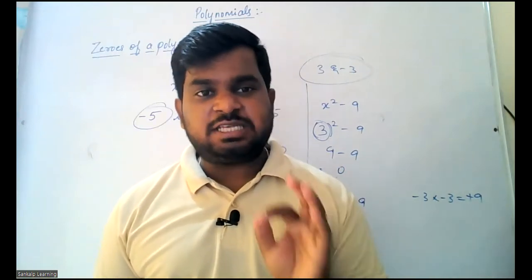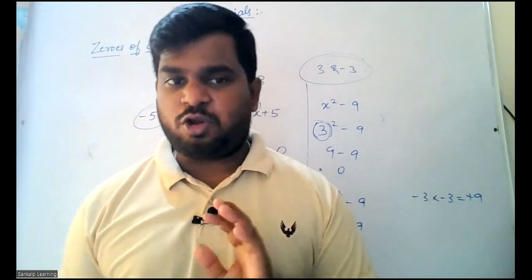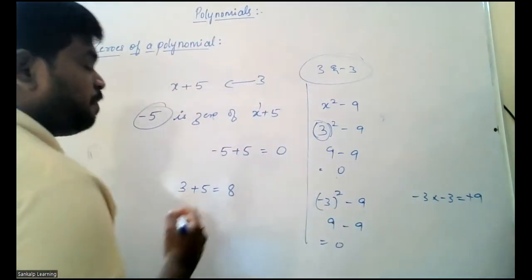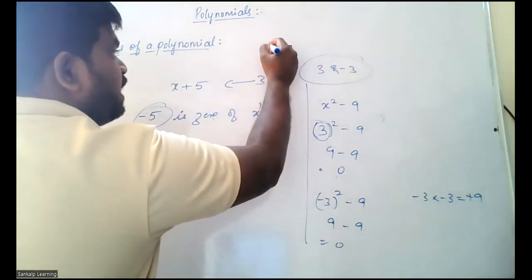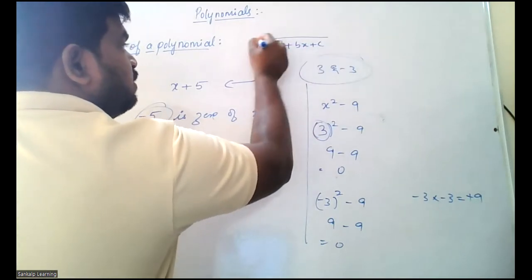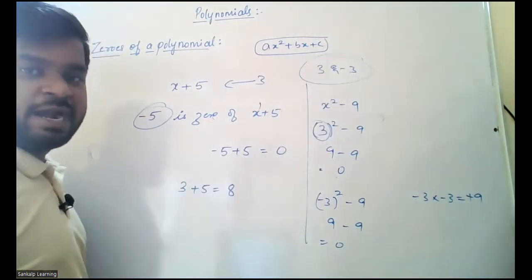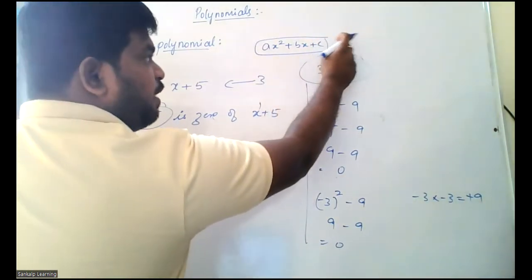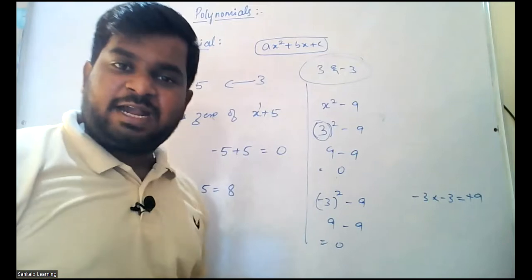A polynomial whose degree is 2 is said to be a quadratic polynomial. And what is the general form? The general form is ax squared plus bx plus c. This is the general form of a quadratic polynomial. And if you equate it to 0, it becomes a quadratic equation.